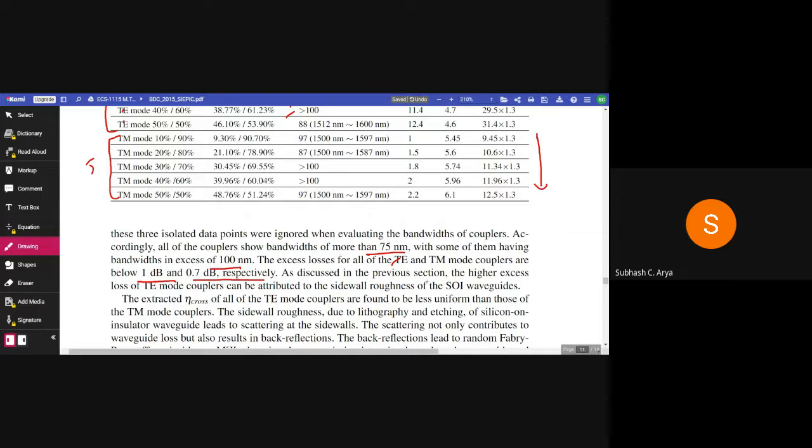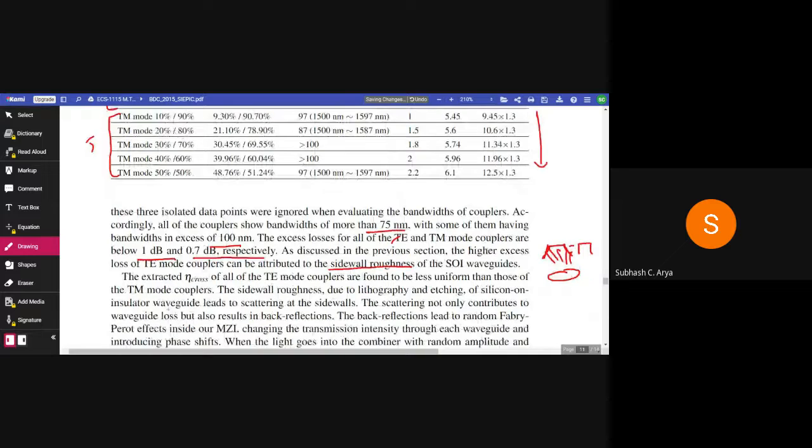As discussed in the previous section, the higher excess loss of the TE mode coupler can be attributed to the sidewall roughness. Because of the sidewall roughness, actually it happens like this. Instead of having a waveguide like this, we have an actual waveguide like this. So because of the sidewall roughness, the excess loss is there, and that is more in TE mode because of the light nature like this. However, for TM already at this area.